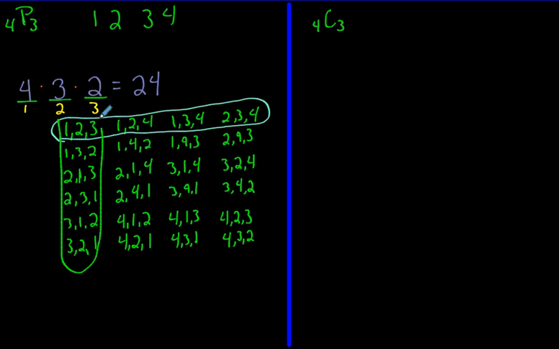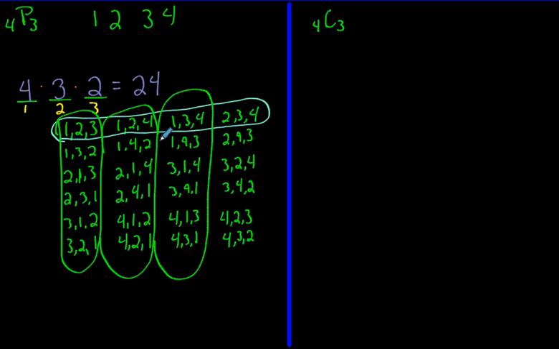If we go this way, those are just the same 3 numbers mixed up. So if we figured out how many different ways we can mix the numbers up, we can go from a permutation to a combination.